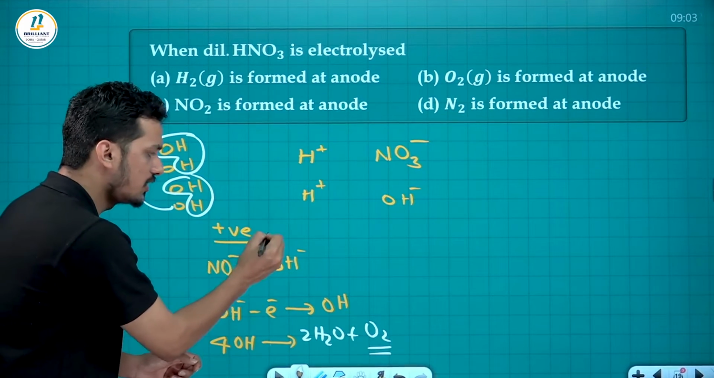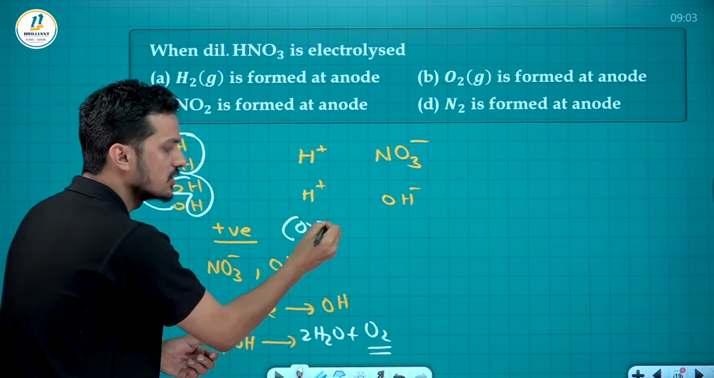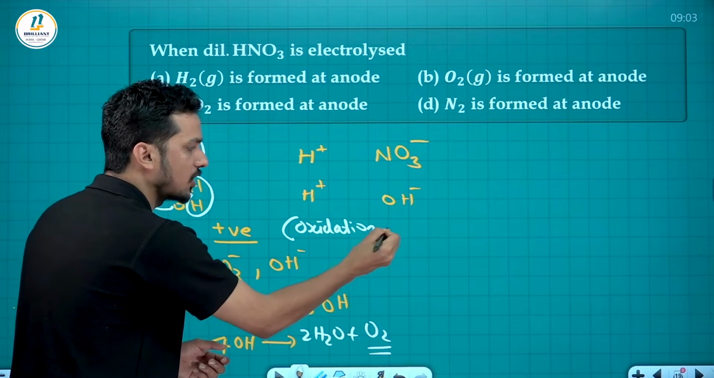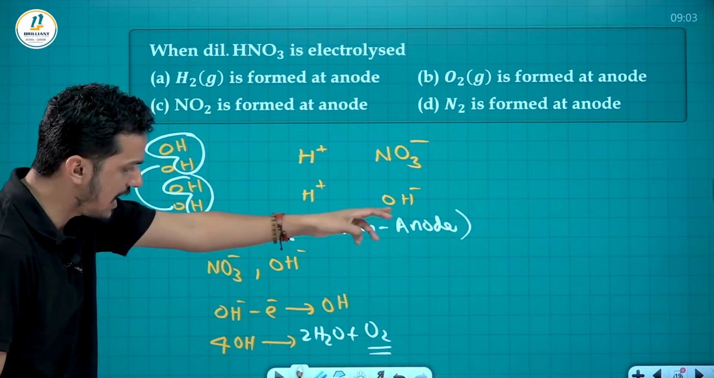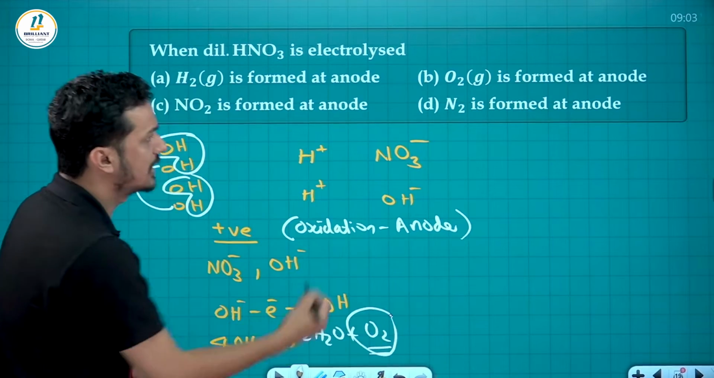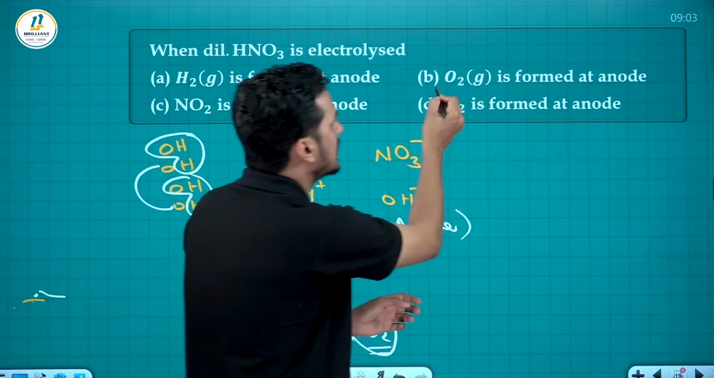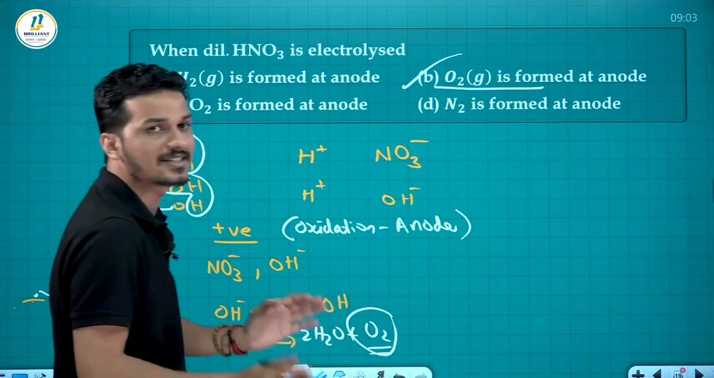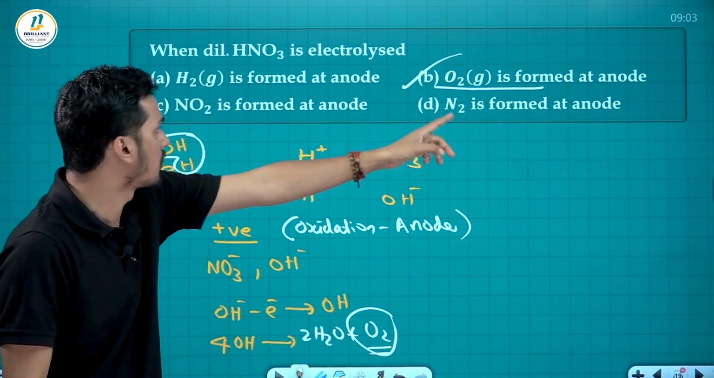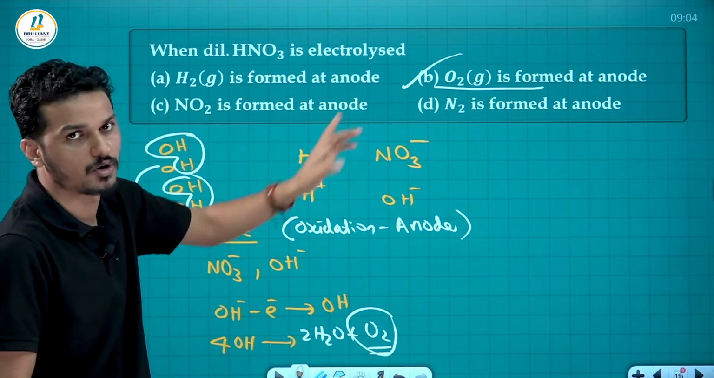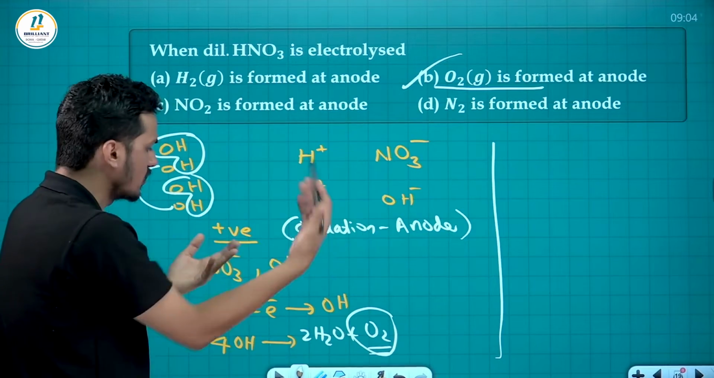At the positive electrode, losing of electron is taking place. Losing of electron is called oxidation. Oxidation takes place at which electrode? Anode. So at the anode, what are you getting? Oxygen. Is there any option like that? Yes, at the anode, oxygen is formed. So option B is the correct answer. NO2 is formed at anode? Wrong. N2 is formed at anode? Wrong. H2 is formed at anode? Wrong.